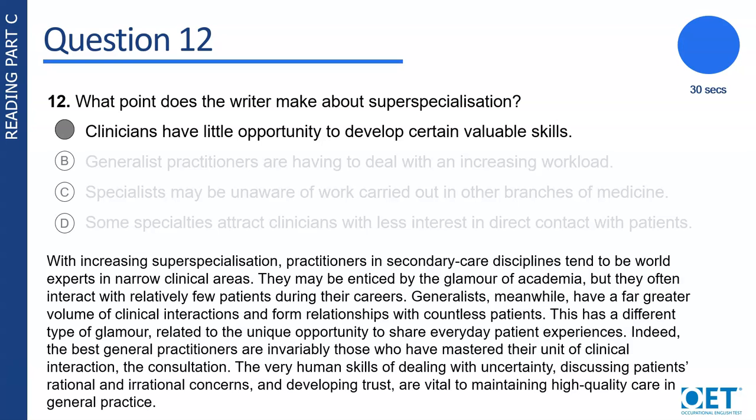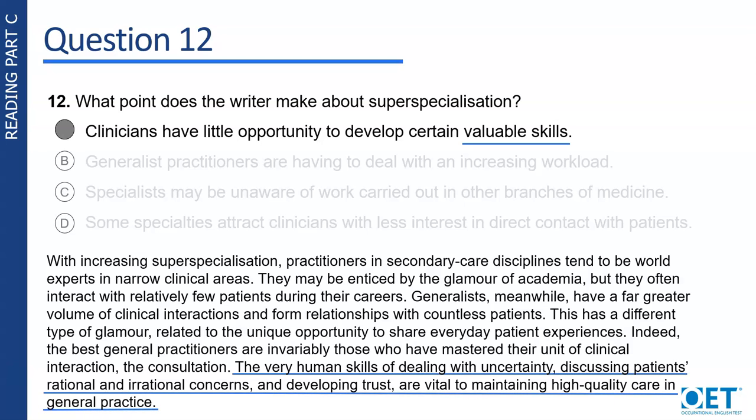Let's compare notes. For little opportunity, I found starting at the end of line 1, world experts in narrow clinical areas, and towards the end of line 2, interact with relatively few patients. And for valuable skills, I found the whole of the last sentence, the very human skills of dealing with uncertainty, discussing patients' rational and irrational concerns, and developing trust are vital to maintaining high-quality care in general practice. So that's evidence for why A is correct, but that's only half of the skill.